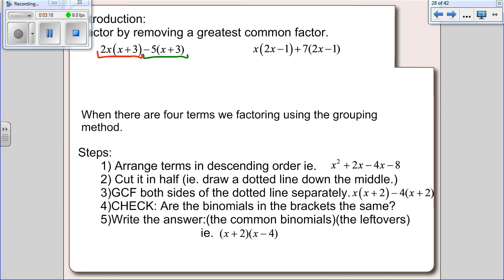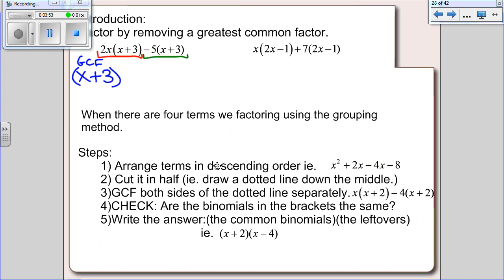Is there something that they both have in common? Yeah, they both have an x plus 3 in common. So if something has something in common between terms, you can take that out of the 2 terms. So what we would be doing here is we would say that x plus 3 is the greatest common factor. So I'm going to take that out of the red term and take it out of the green term, and now it's out front as my greatest common factor.